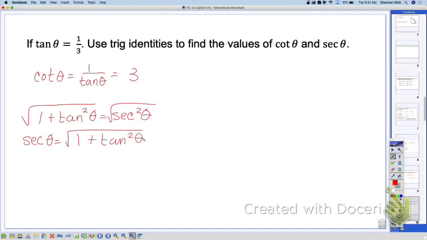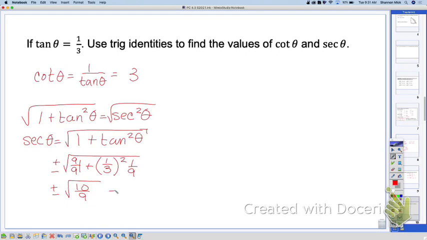Okay, so what is the tangent of theta? 1/3. And then I have to square it, so 1 over 9. So this becomes 9 over 9 plus 1 over 9, so 10 ninths. Now, it is plus or minus, yes?